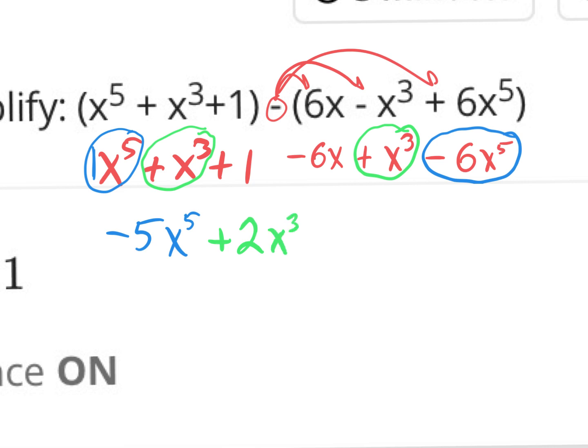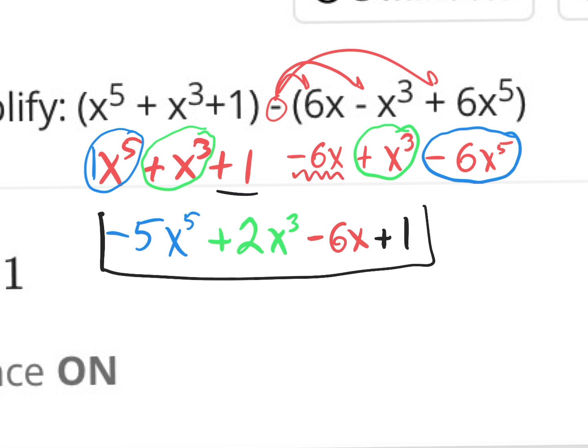And then moving on, are there any x squares? No, there's not. Is there any x's? Yes, there is. There's an x right there. And I could combine this negative 6x with nothing, right? There are no other x's, so you're just going to bring that down, minus 6x. And at the very end, we're just going to put this plus 1, which there is no other number to add it to, so just put plus 1 at the very end.